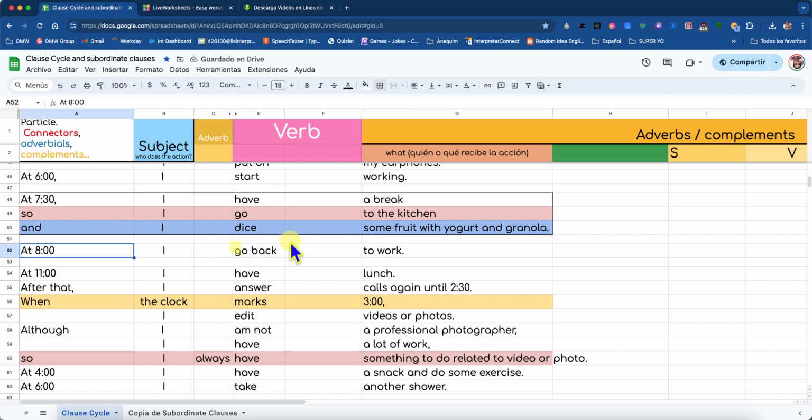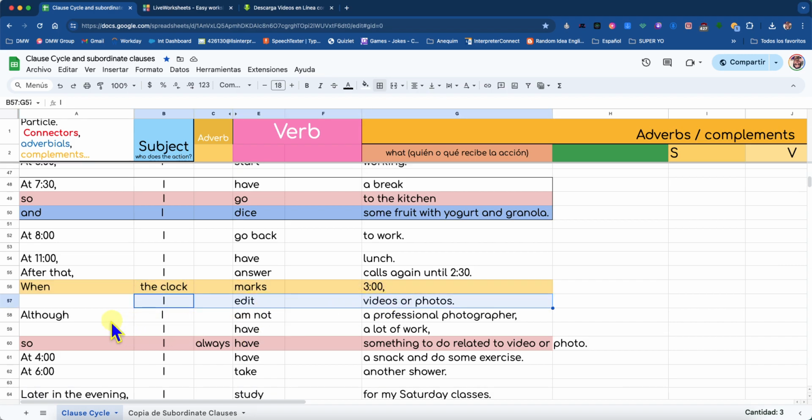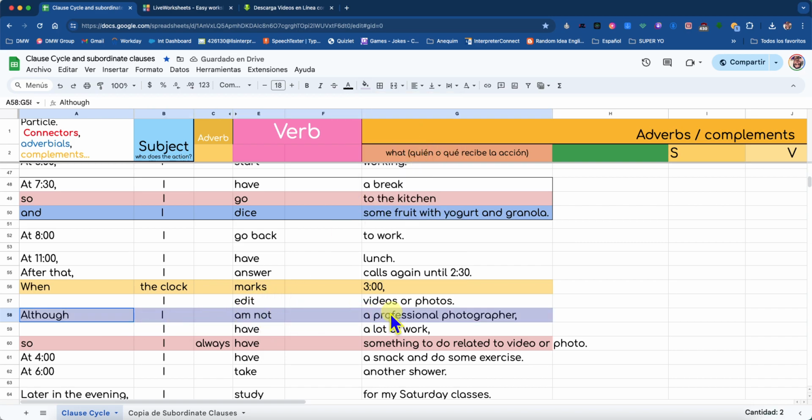At 8, I go back to work. At 11, I have lunch. After that, I answer calls again until 2:30. When the clock marks 3, I edit videos or photos. Although I am not a professional photographer, cláusula de concesión que me dice, aunque esto ocurre, me falta completarla aquí. I have a lot of work. Although I am not a professional photographer, I have a lot of work. So I always have something to do related to video or photo.